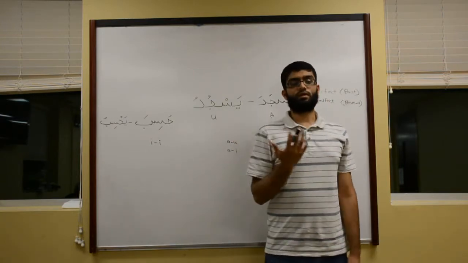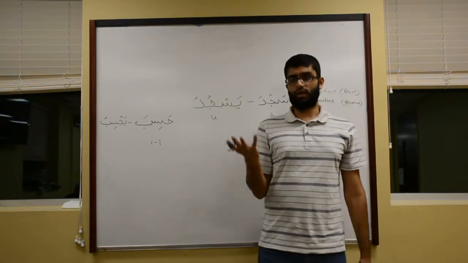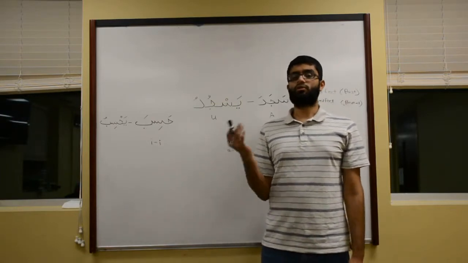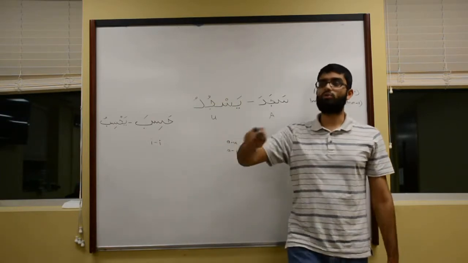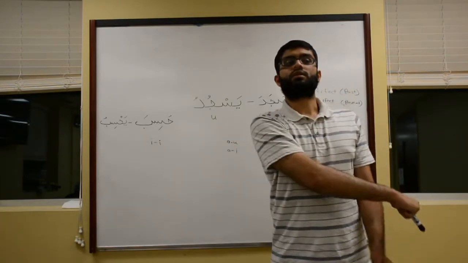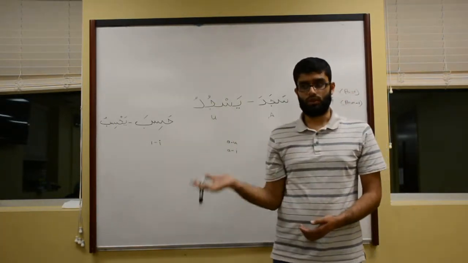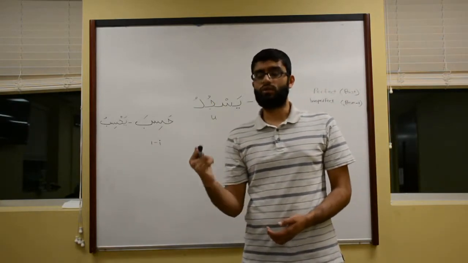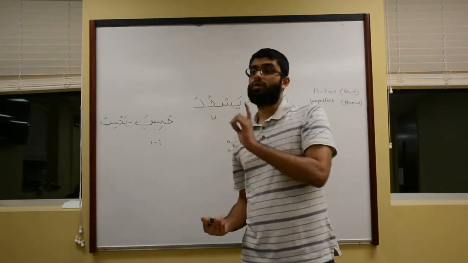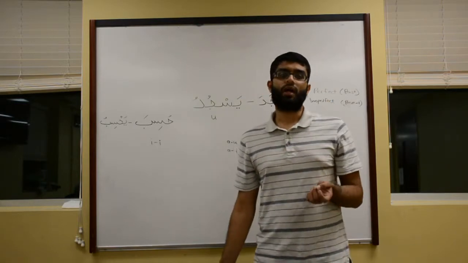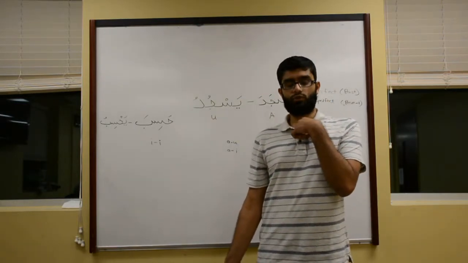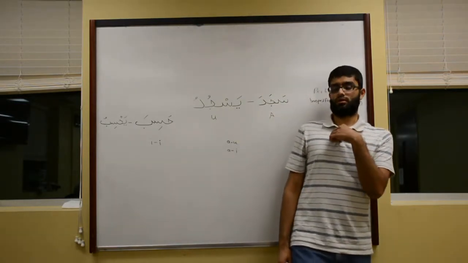Okay, what's anta? Taktubu. Taktubani. What's antum? Taktubuna. Anti. Taktubina. And then antuma. Taktubani. And then antunna. Taktubna. Ana aktubu. And nahnu. Naktubu.